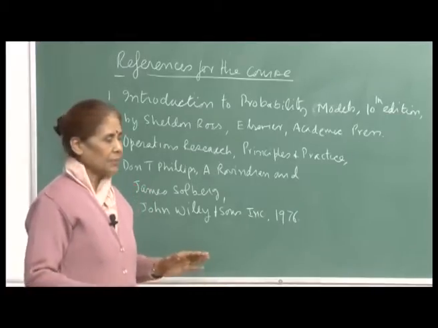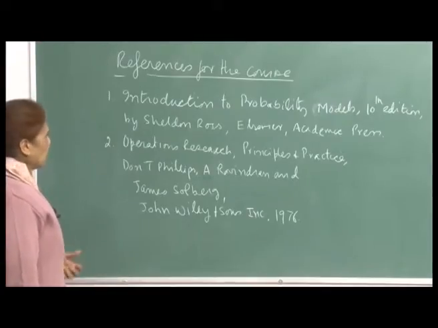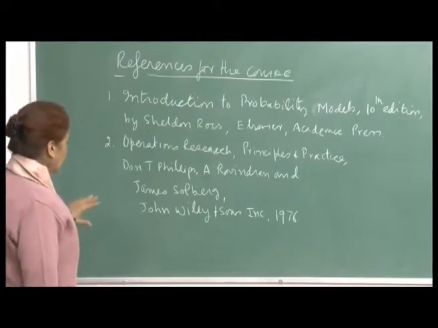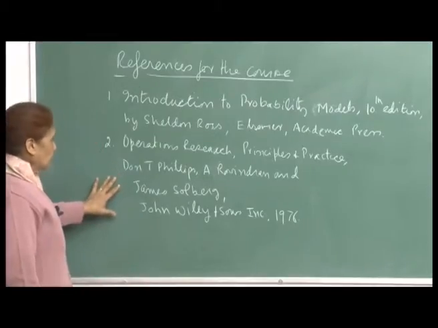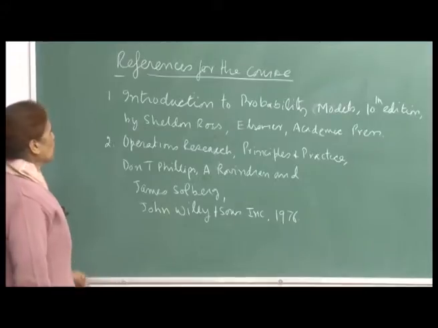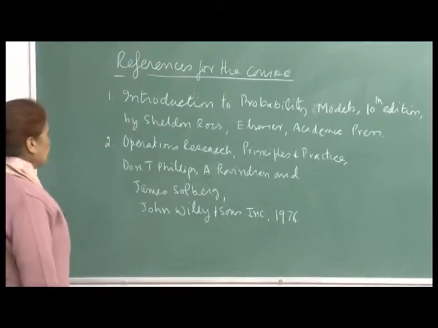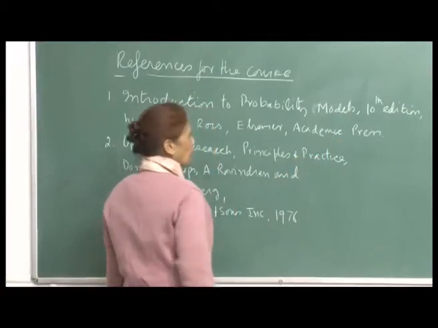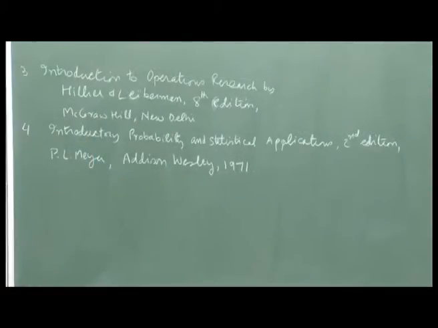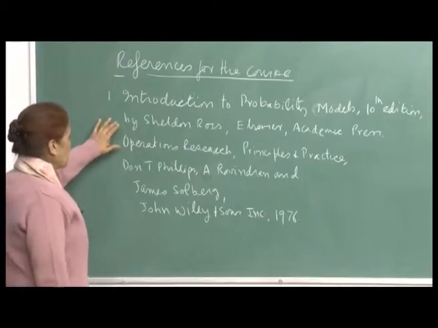So, you just have to type the word for whatever subject matter you want, and a lot of things come out. But in any case, I just want to refer to these books, because I have used material from these books. The first one is Introduction to Probability Models, 10th edition by Sheldon Ross. This is Elsevier Academic Press, and I think this is a 2010 edition, and this one will keep coming out with new editions. So, no problem getting a copy of this book.